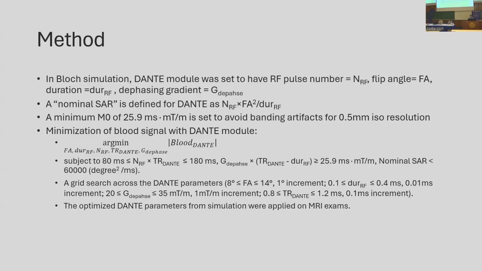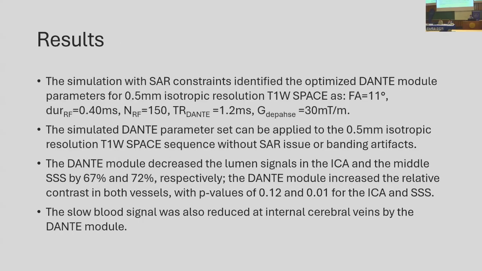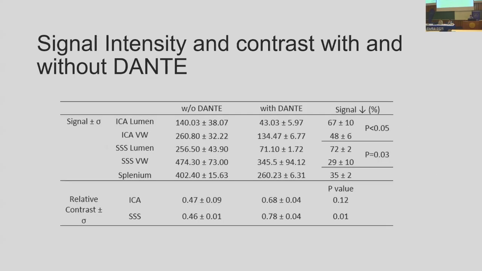And then we solve this problem to minimize the blood signal after Dante preparation, with all these constraints. After that, we use the optimized Dante parameters on healthy volunteers, with and without Dante. So this is a detail of the scan, and these are the Dante parameters that we found for this resolution.